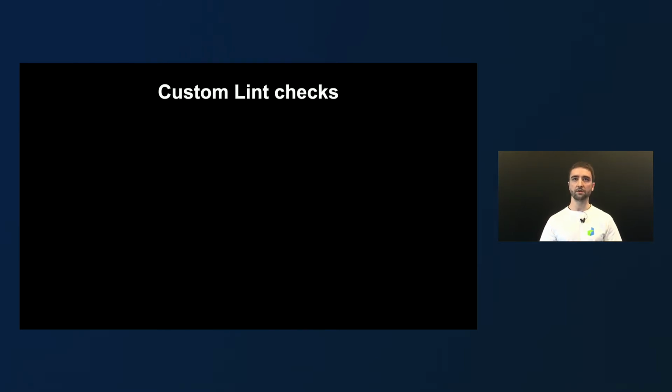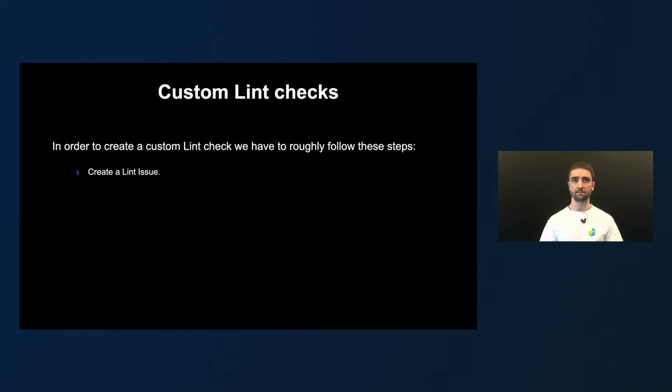Okay, so we're going to create a custom Lint check to let everybody know they have to explicitly declare the return type of the function they write. In order to create a custom Lint check, we have to roughly follow these steps. Create a Lint issue with a factory provided by Lint. Describe the problem we're trying to solve and why this is a problem.